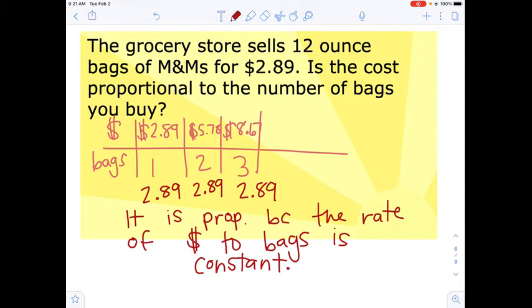Okay, we're looking to see if that rate is constant or not. If you did an equation, you could also write this as y equals $2.89 times x. So $2.89 per bag. Remember, whenever we don't have addition or subtraction, it is proportional. If there was addition or subtraction in that equation, it would be non-proportional.